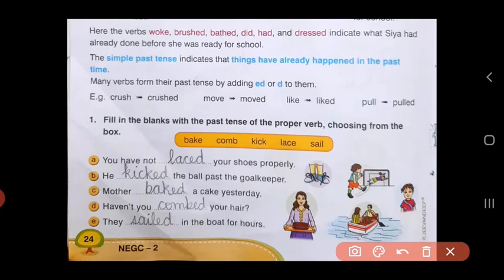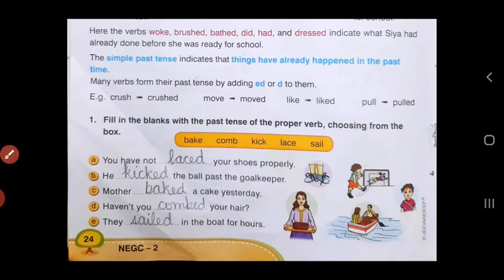Now let's do the first exercise. Fill in the blanks with the past tense of the proper verb choosing from the box. So here the verbs are bake, comb, kick, lace, sail. But children, all these verbs are present tense verbs. You have to search the picture, match the verb to the sentence and write the verb in past tense.